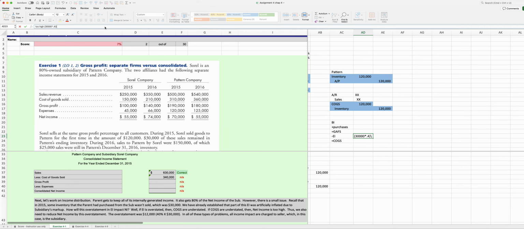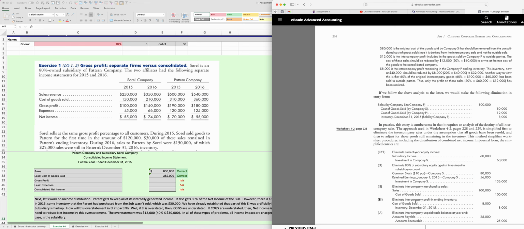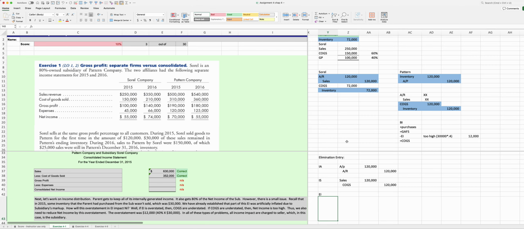And how do we fix this? This is given to us in the entry called EI. If you take a look at the textbook, the EI entry ensures that we increase cost of goods sold with whatever intercompany profits were there, and then we decrease inventory because obviously the value of inventory is too high. As far as cost of goods sold is concerned, we need to increase it like we did here, and we went ahead and added that bit right there.